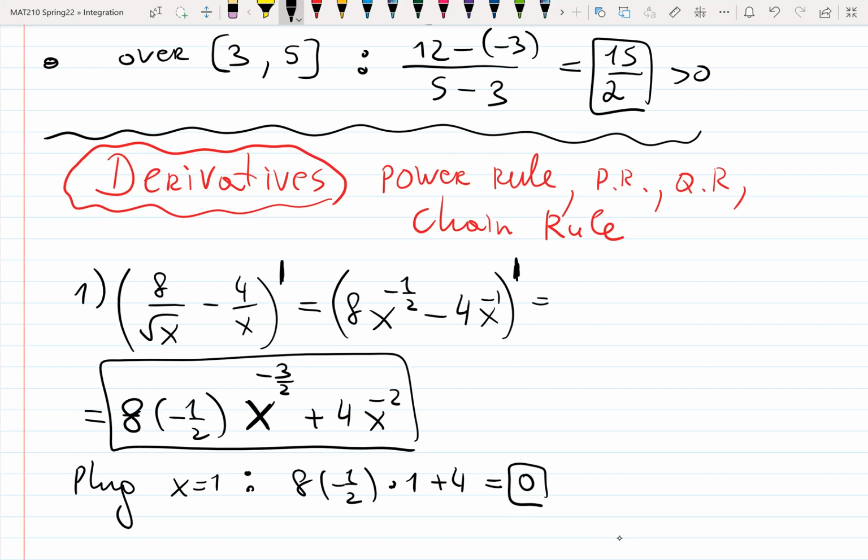So that was just power rule, nothing else. I will not practice quotient rule and product rule. So you do it by yourself, read it many, many times. And I expect you to do really well on those problems.